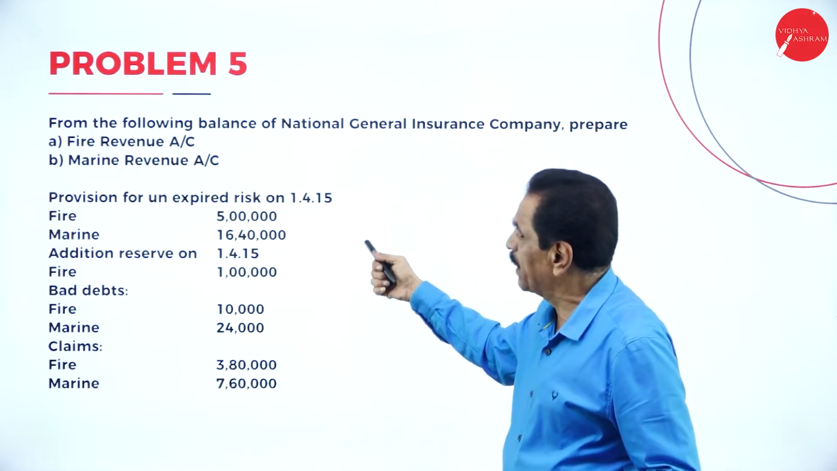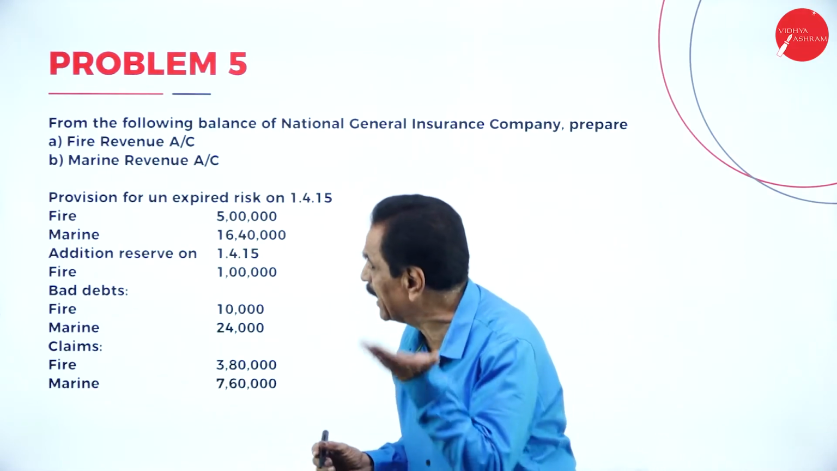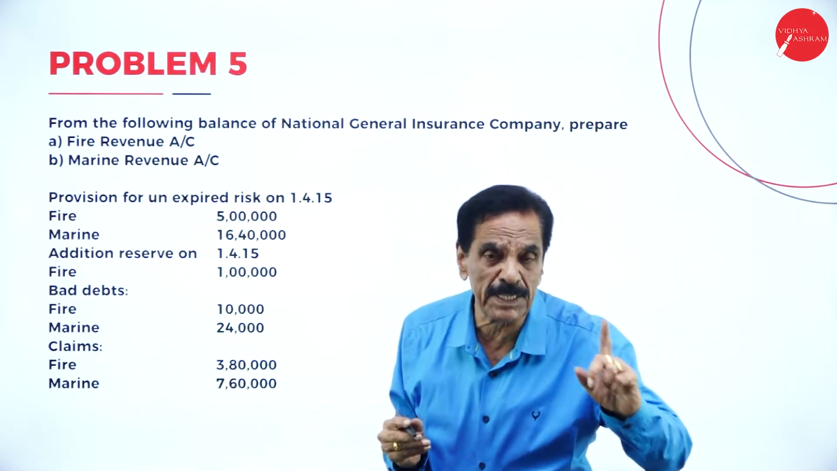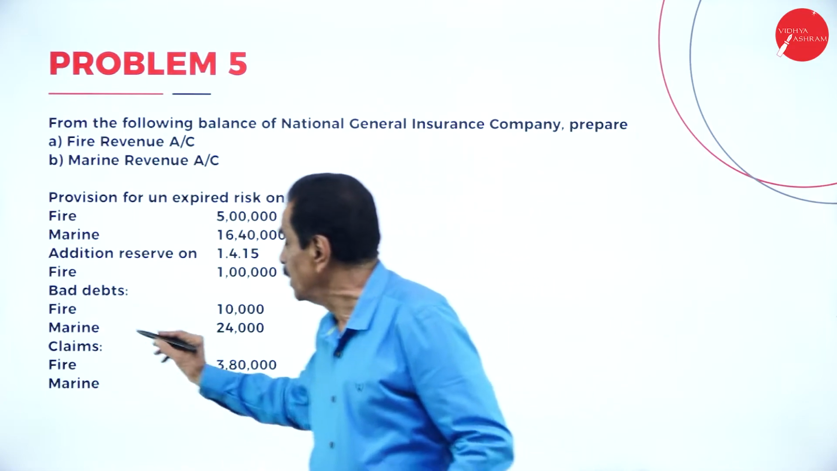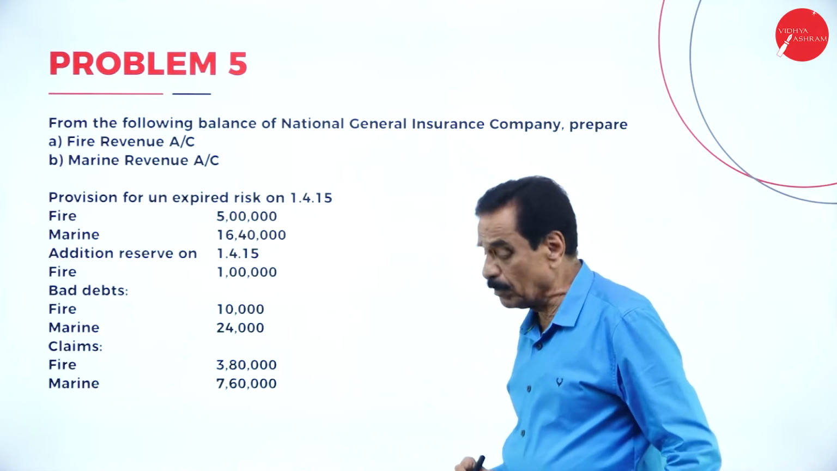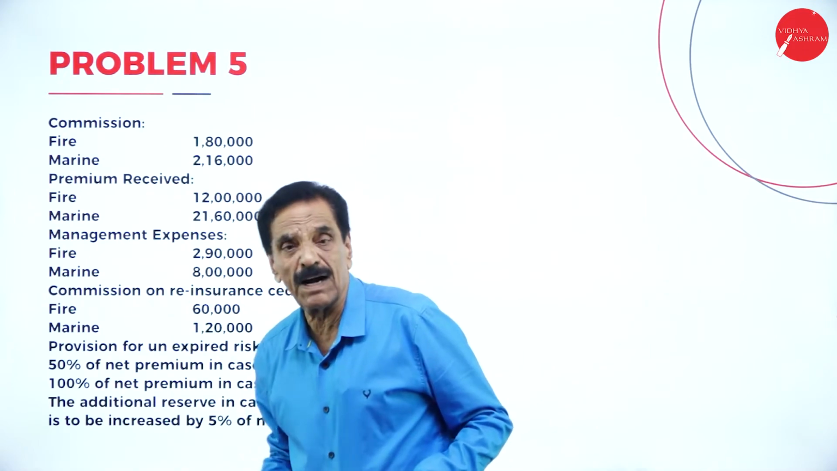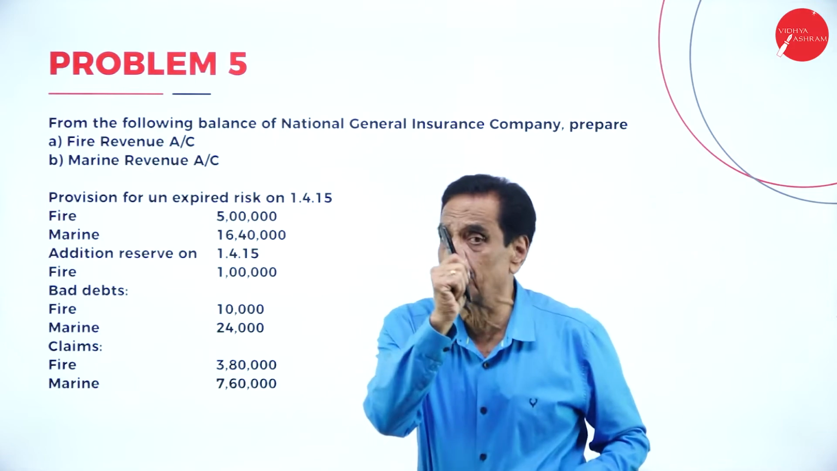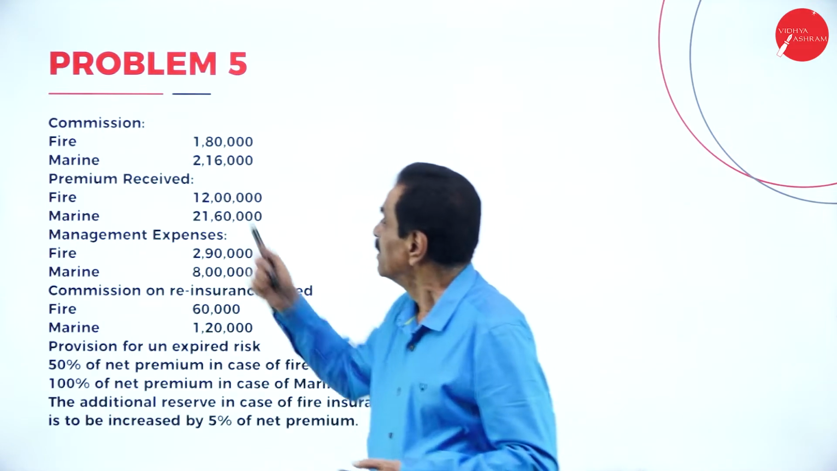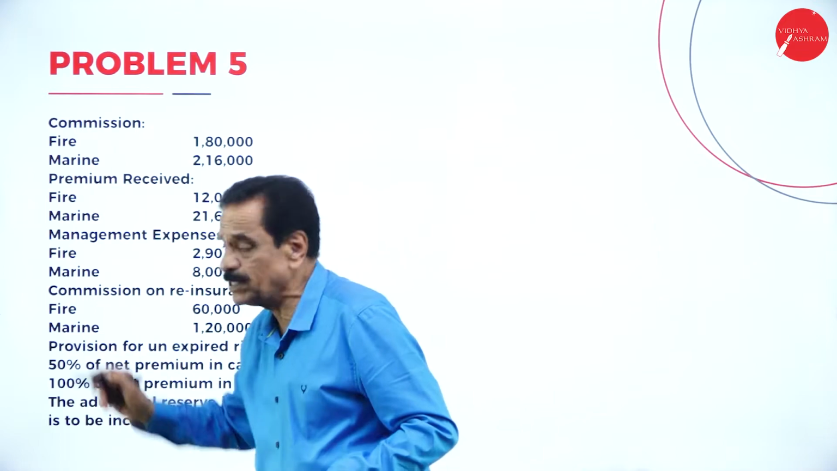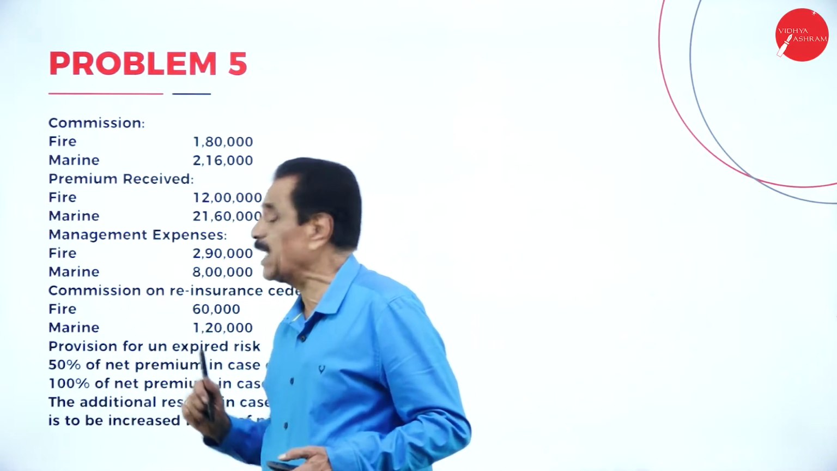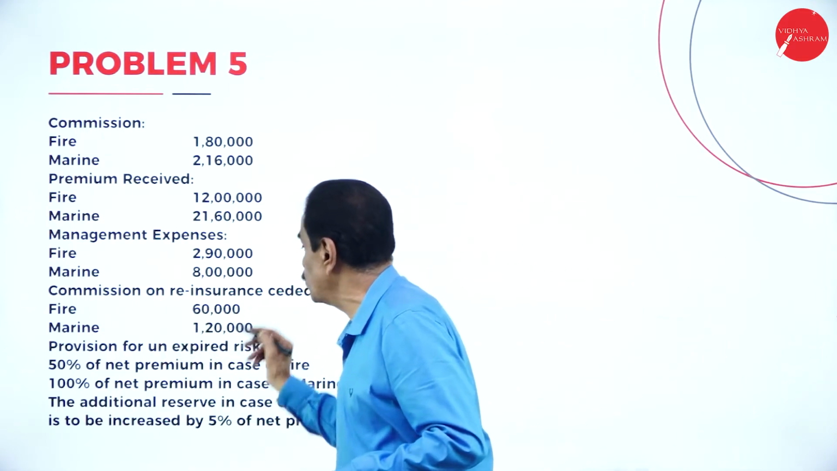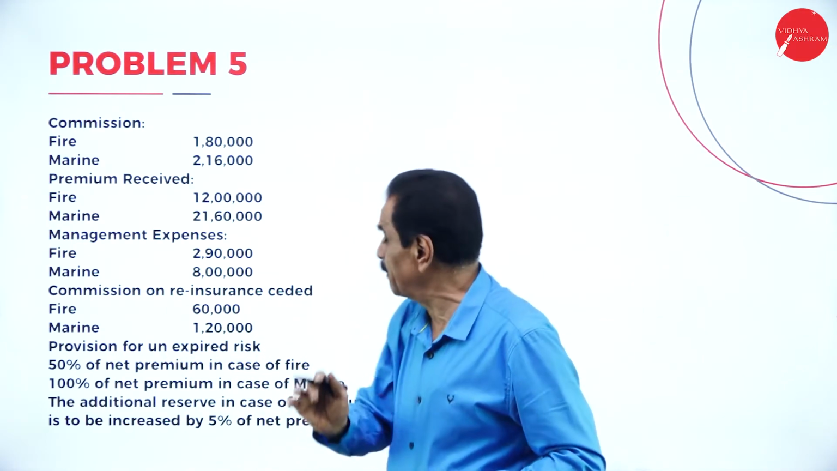Provision for unexpired risk at the beginning of the year should be added. Additional reserve should be added. Bad debts will come in management expenses, that is schedule number 4. Claims will come under schedule number 2, commission under schedule number 3. First is the premium, second is the claim, third is the commission. Premium received will come in schedule number 1. Management expenses, that is operating expenses, schedule number 4. Commission on reinsurance ceded should be deducted.